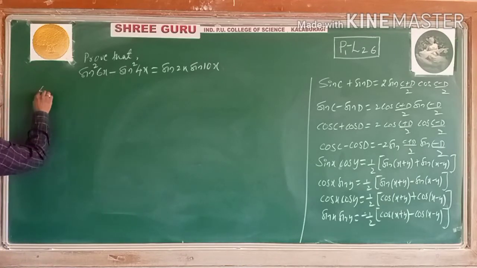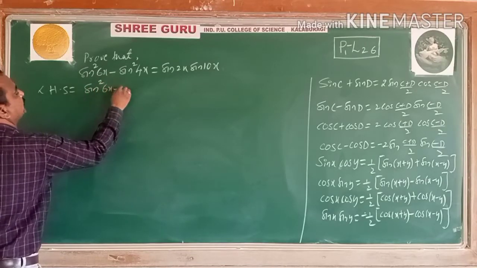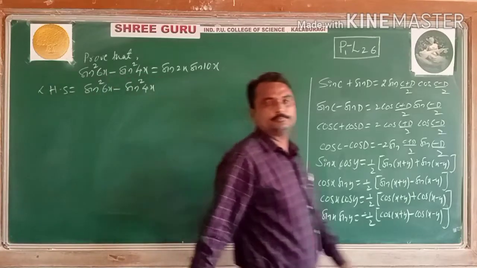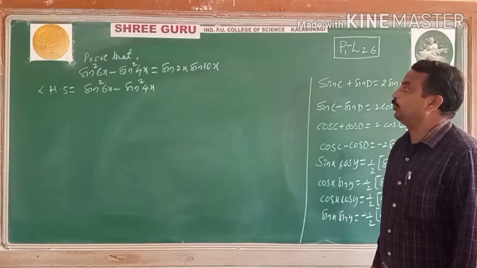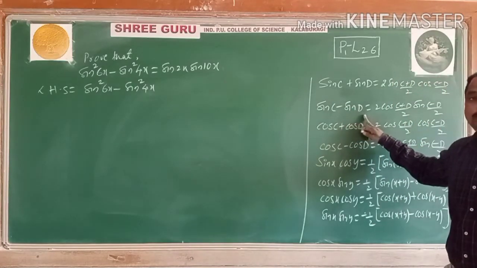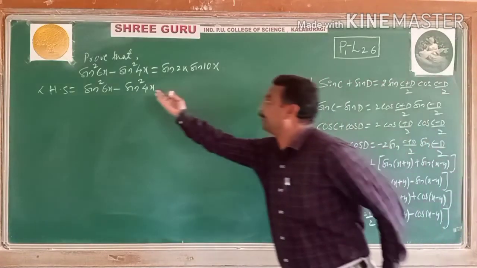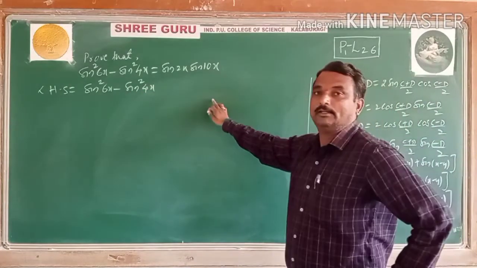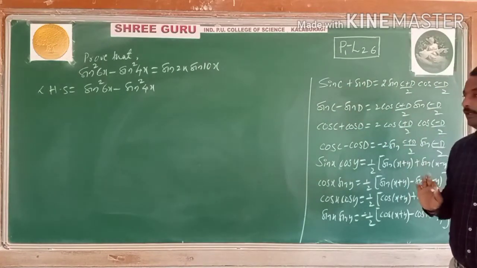Taking LHS is equal to sin square 6x minus sin square of 4x. LHS we have taken. You have to prove it in the form of a product, sin 2x into sin of 10x. You don't have a sin square c minus sin square d formula. You have only the sin c minus sin d formula, which is possible to apply here. You don't have it in terms of squares.